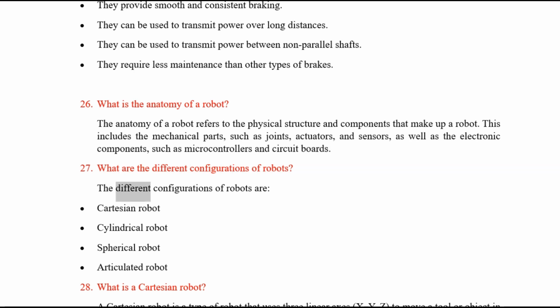The different configurations of robots are: Cartesian robot, cylindrical robot, spherical robot, articulated robot. What is a Cartesian robot? A Cartesian robot is a type of robot that uses three linear axes, X, Y, Z, to move a tool or object in a straight line along each axis.